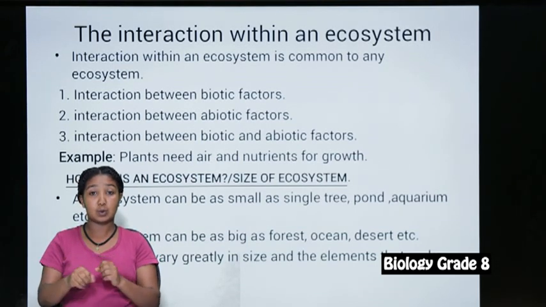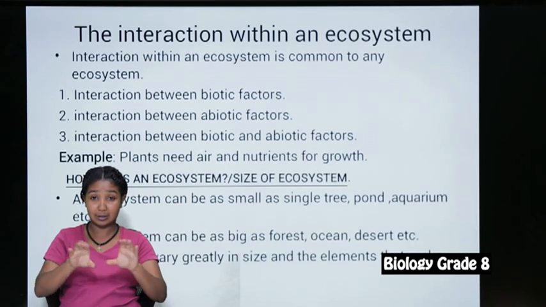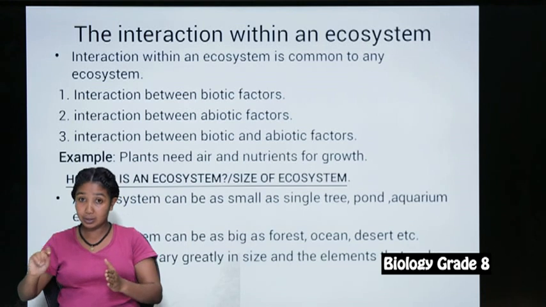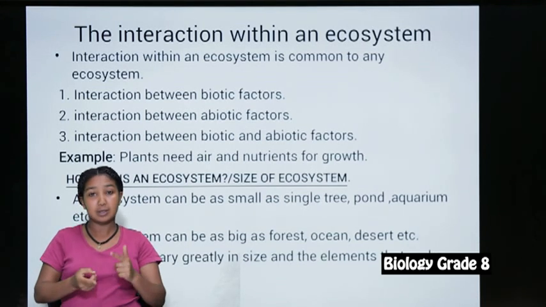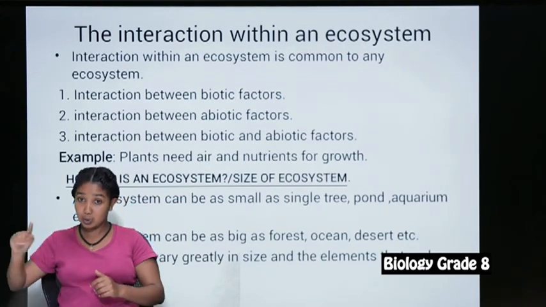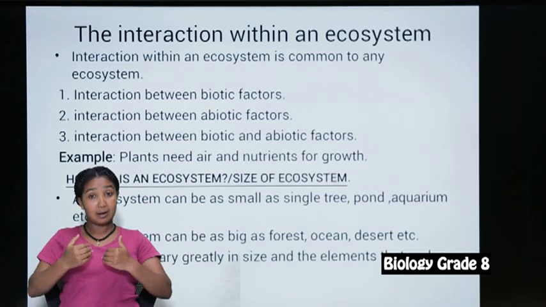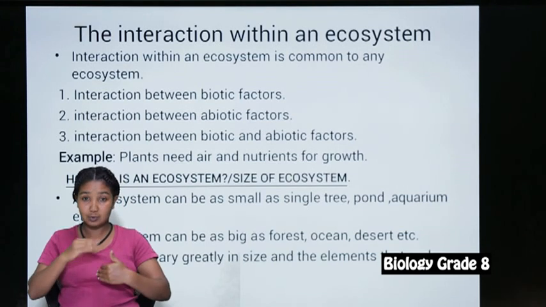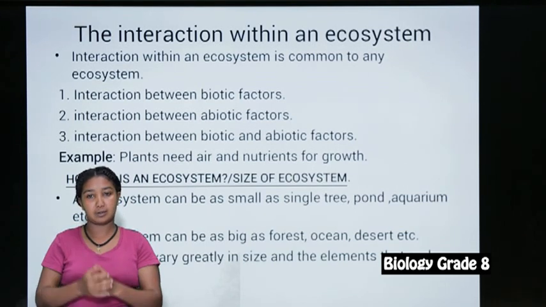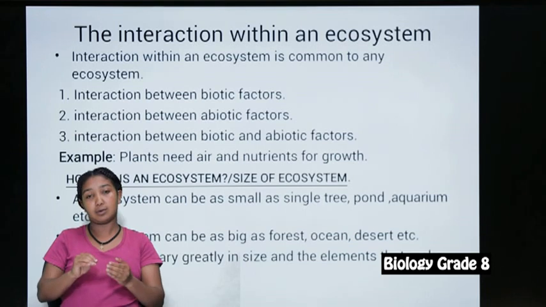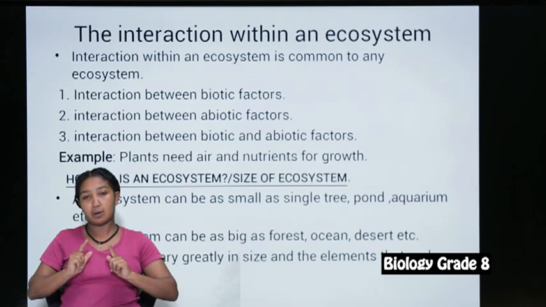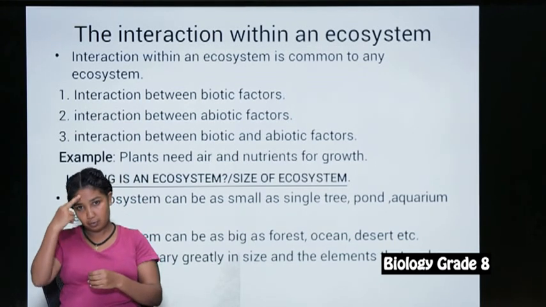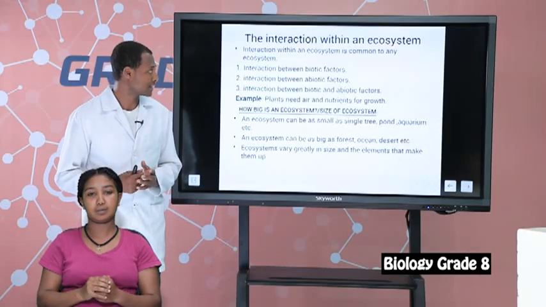The possible interactions taking place within an ecosystem are, first, interaction between biotic factors, that means living things; second, interaction between abiotic factors and abiotic factors; and third, interaction between biotic and abiotic factors. Interaction between biotic factors means between animals and plants, for the purpose of food and reproduction. So interaction takes place between living things.